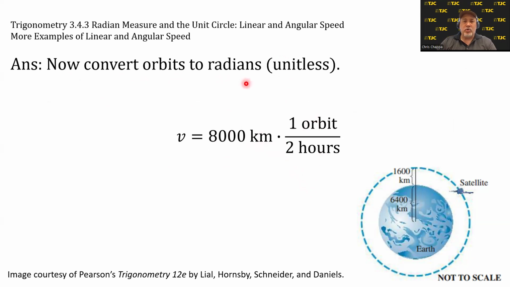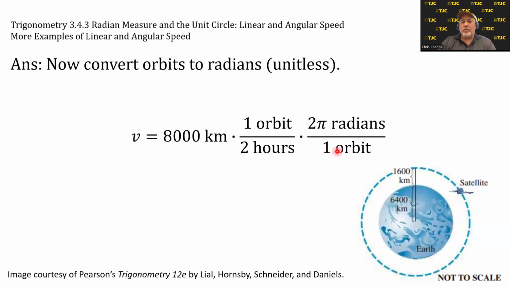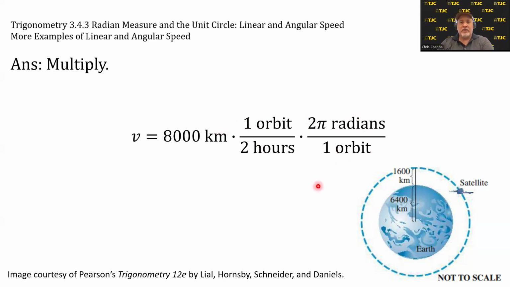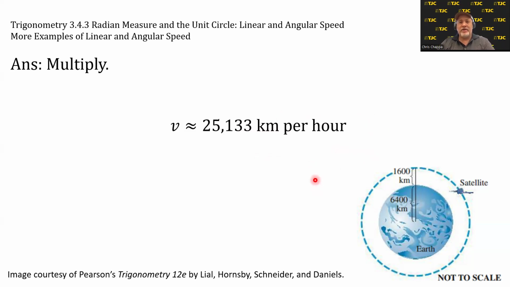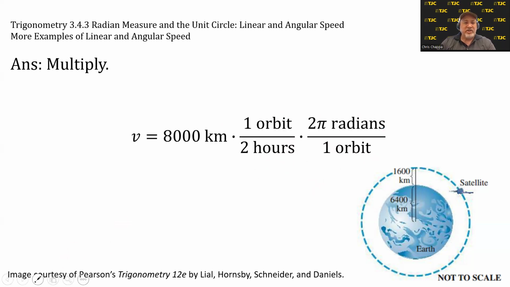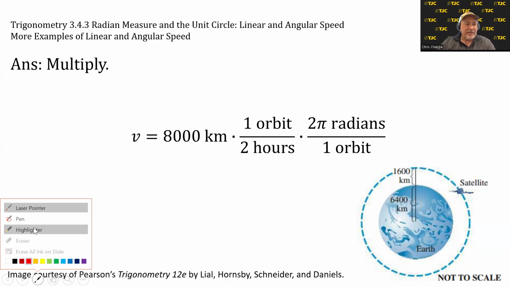Now we convert orbits to radians for our unitless measurement. One orbit is like one revolution, so we multiply by 2 pi radians over one orbit. The orbits cancel, and we will be left with kilometers per hour because radians is unitless. And if we multiply, we get approximately 25,133 kilometers per hour.